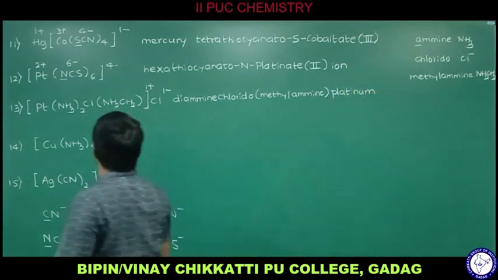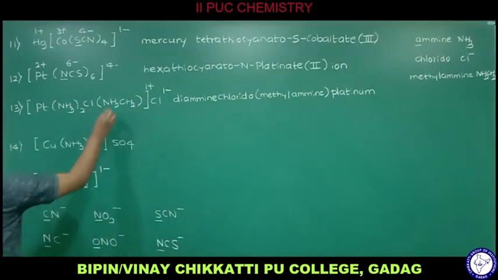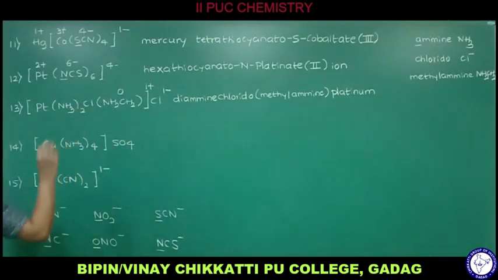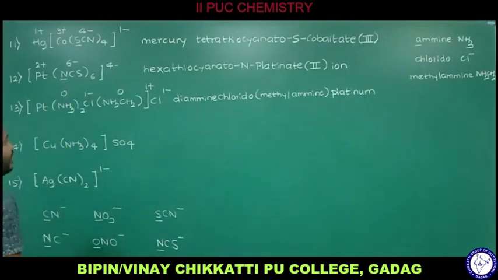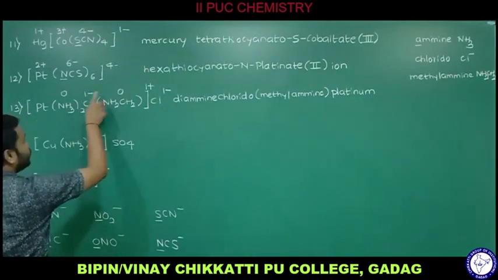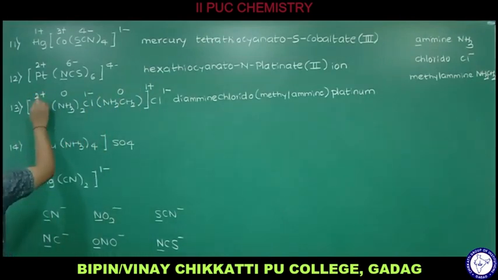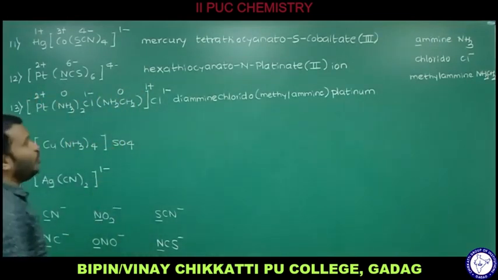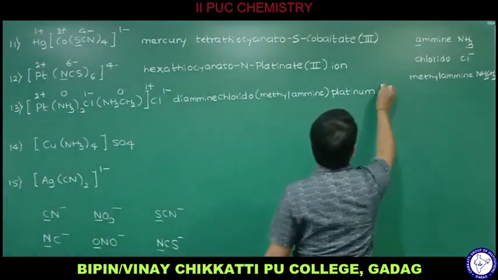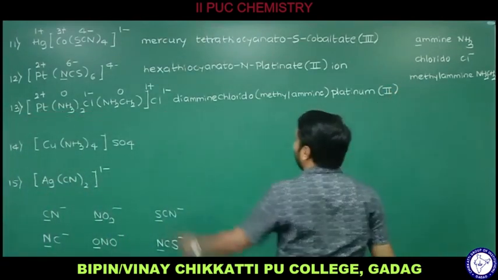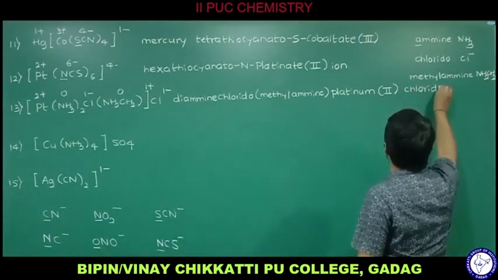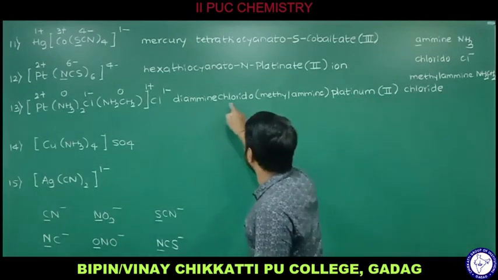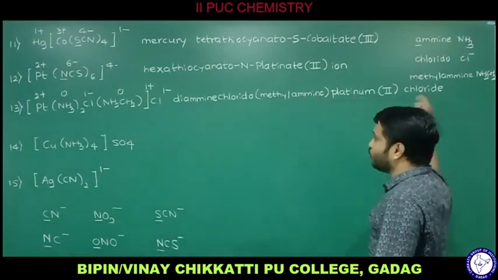And we need to write the oxidation number here. Methyl amine is a neutral ligand. We don't have any charge over here. NH3 is also neutral. Cl will be 1 minus. What would be the oxidation state of Pt? If you add it with the 1 minus, you will be getting 1 plus. So this should be 2 plus, isn't it? 2 minus 1, you will be getting 1. Therefore platinum 2, and we have an anion. What is that? Chloride. So this would be the name of the compound: diamine chlorido methylamine platinum 2 chloride.